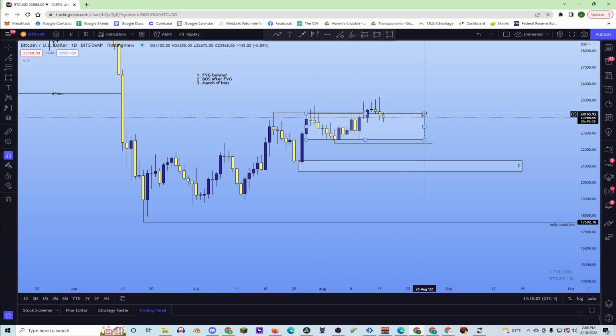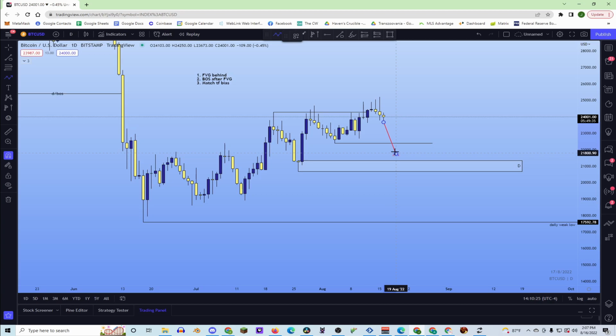So again, I don't like that. That would have been a bad trade to take. We didn't let it go far enough to break structure, and you would have gotten hurt. Remember, break of structure after fair value gap is what we want to see. We have that here again, and then now we're looking for a CHoCH on the way down.